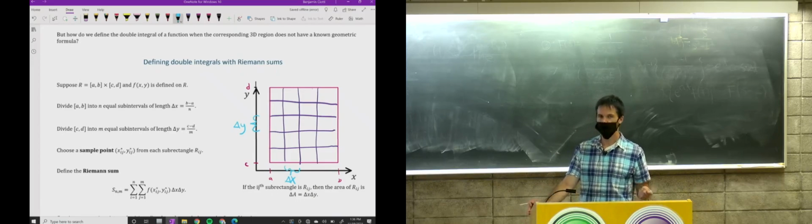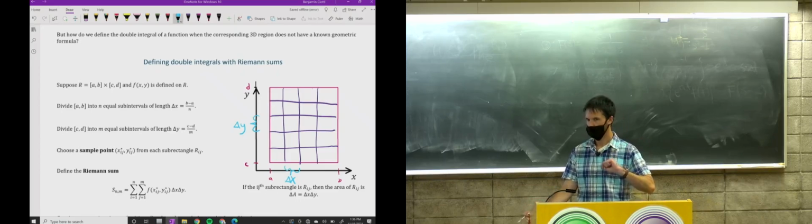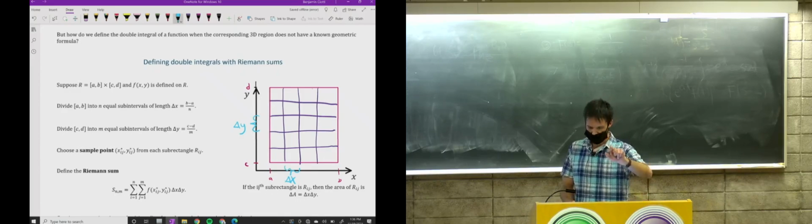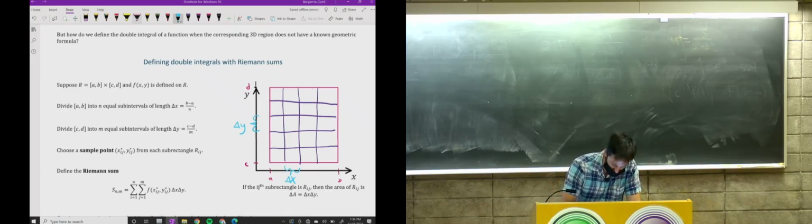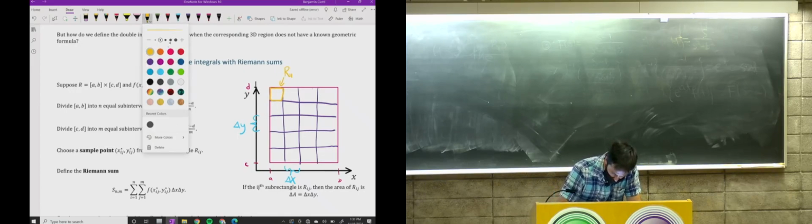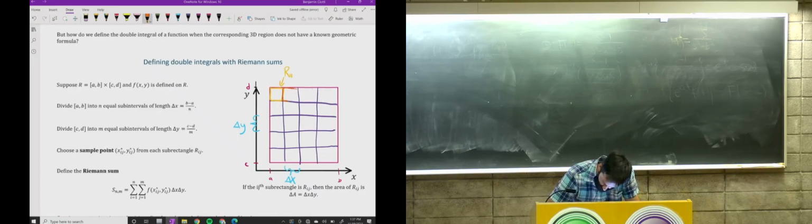Let me label the ijth subrectangle as R sub ij. So the first one right here, that will be R11. The second one right here, that will be R21.